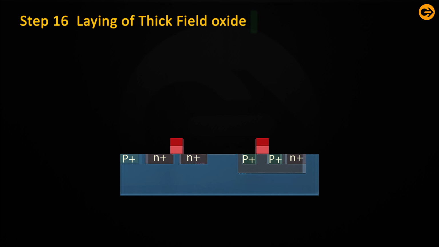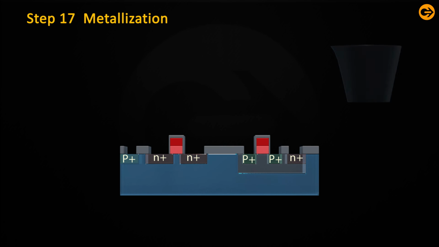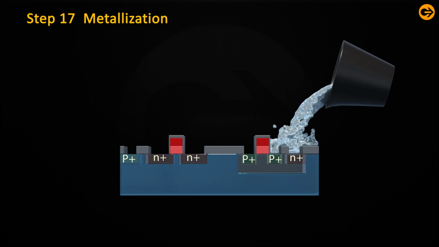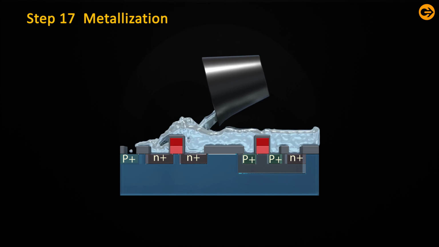Step 16. Laying of thick field oxide. Before forming the metal terminals, a thick field oxide is laid out to form a protective layer for the regions of the wafer where no terminals are required. Step 17. Metallization. This step is used for the formation of metal terminals which can provide interconnections. Aluminium is spread on the whole wafer.